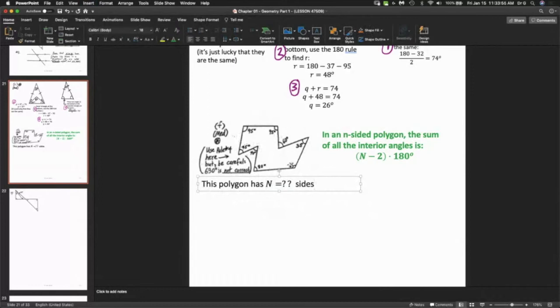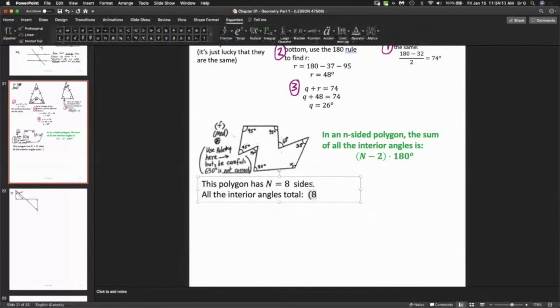8. Let's count them up. I agree. Yeah, we got 8 there. Thanks, Mike. Got 8. All right. So we know that all the interior angles total 8 minus 2 times 180. Can someone calculate that on their calculator or whatever? So 6 times 180. I got 1080. Is that right? I'm trying to do this in my head, but it's a little slow for me today.